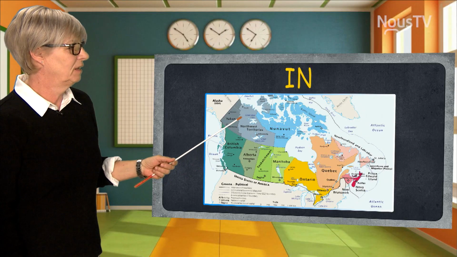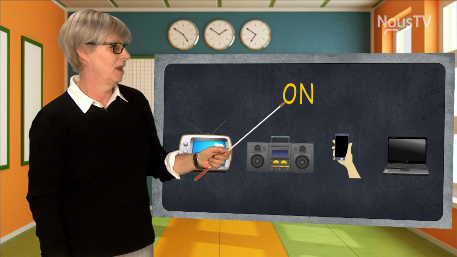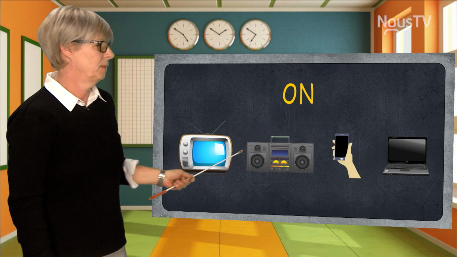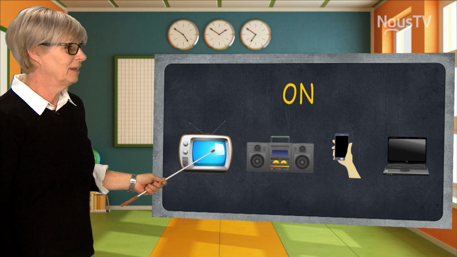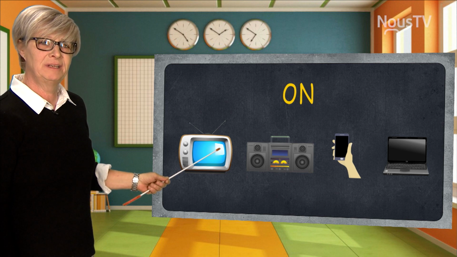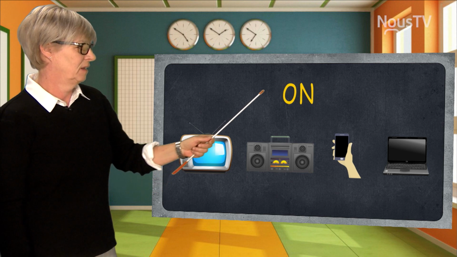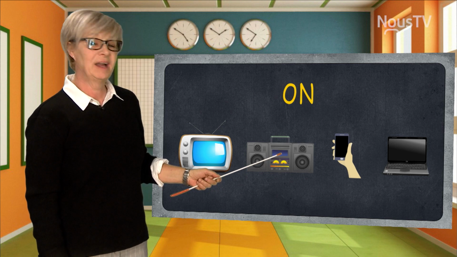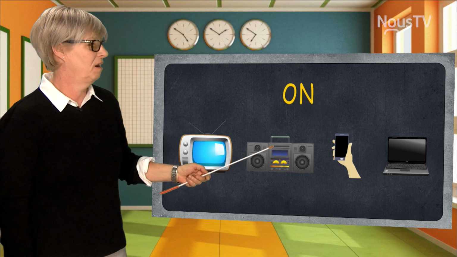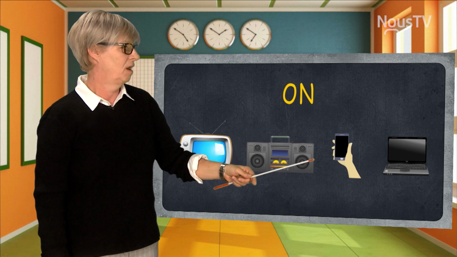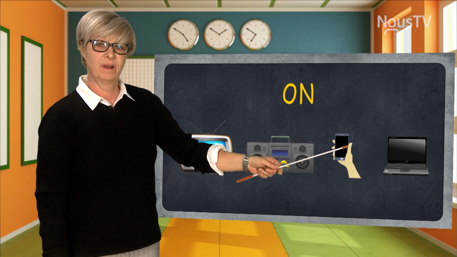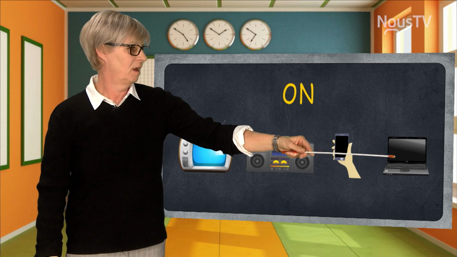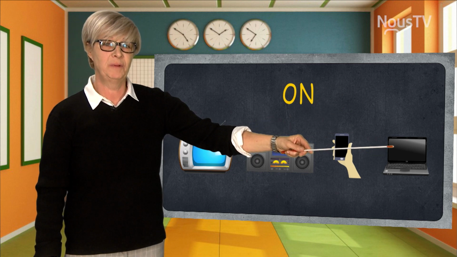And finally, we have on. Anything electronic will be on. On TV. Do you watch a lot of TV? On the radio. I listen to the radio in my car. On the cell phone. And finally, on the computer.